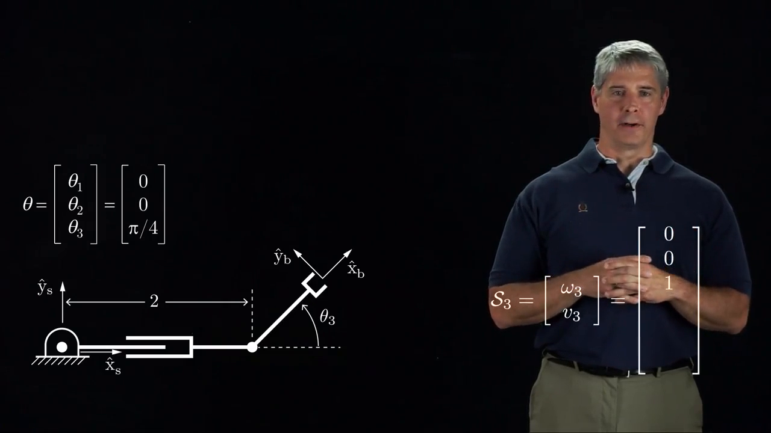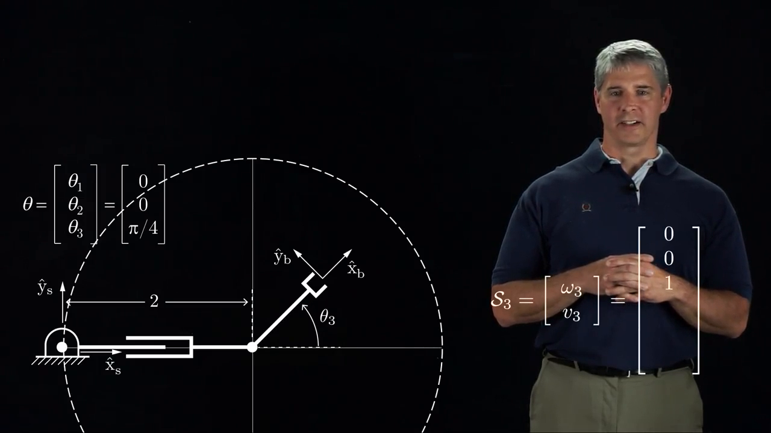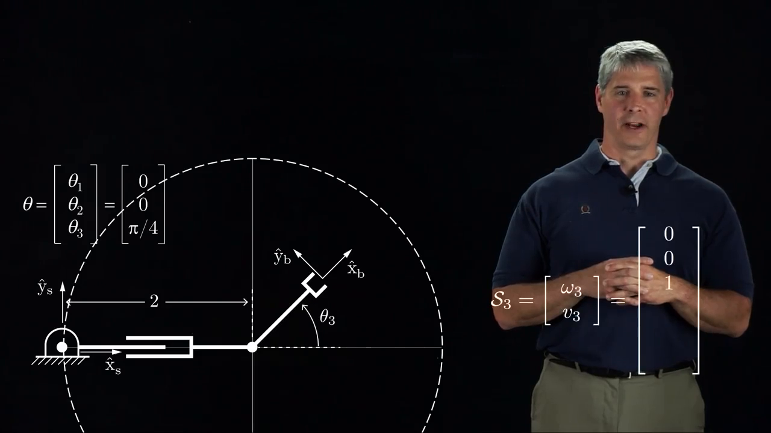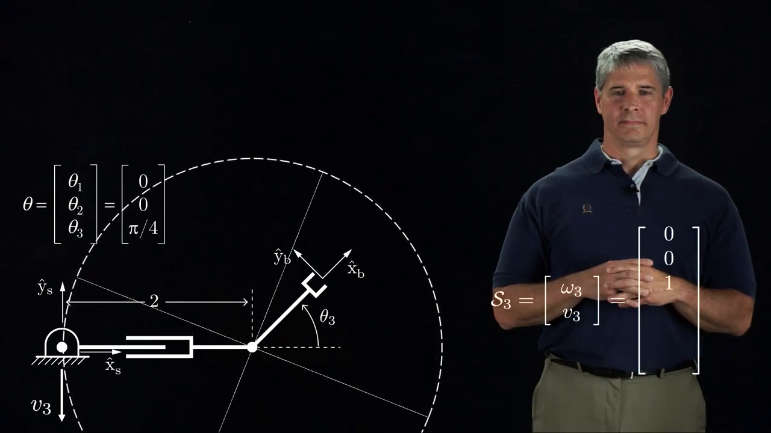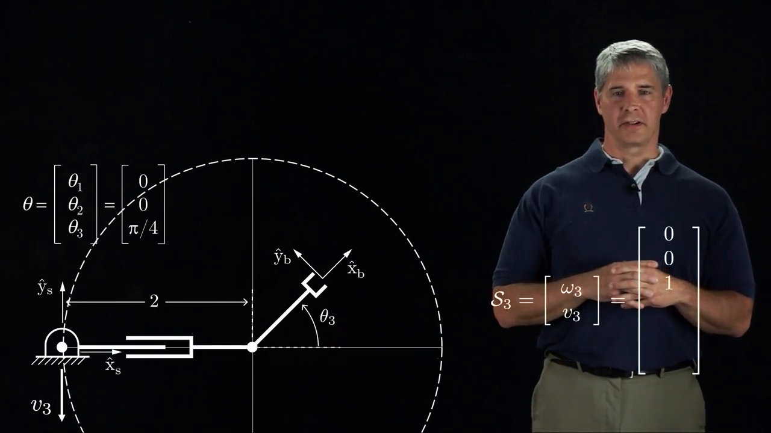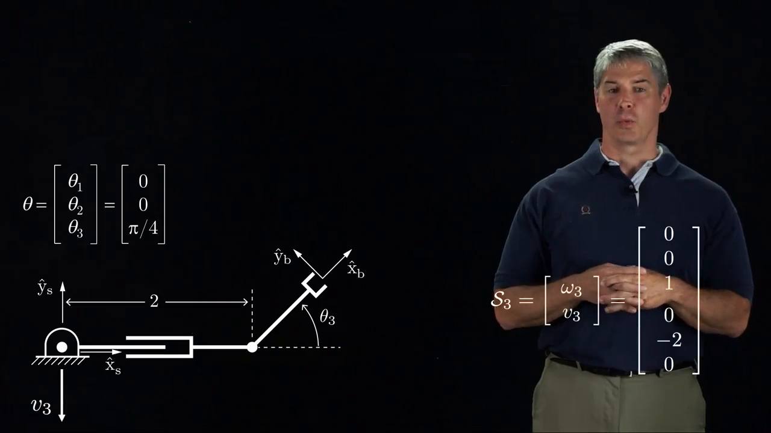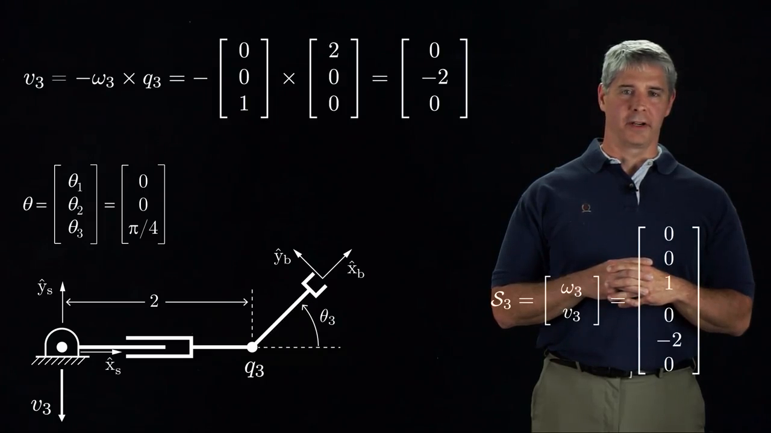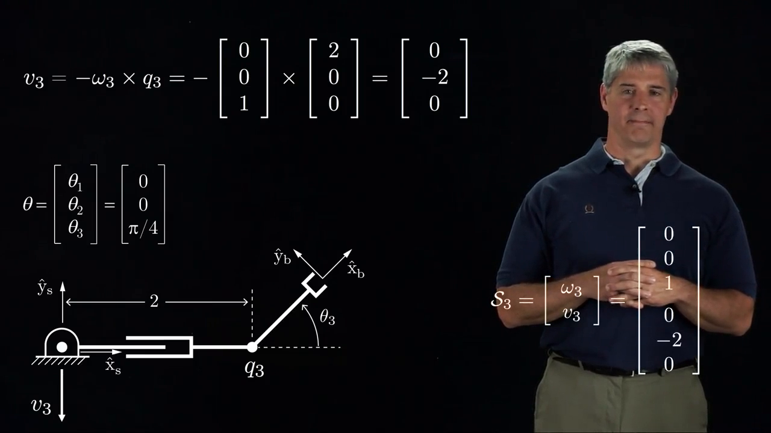To visualize the linear component V3, imagine the entire space rotating about joint 3, visualized here as a turntable. Then V3 is the linear velocity of a point at the origin of the S frame when the turntable rotates with unit angular velocity, as shown here. So V3 is 0, minus 2, 0, meaning that the origin has a velocity of 2 units in the minus y_s direction. V3 could also be calculated as minus omega 3 cross Q3, where Q3 is any point on the joint axis represented in the S frame.